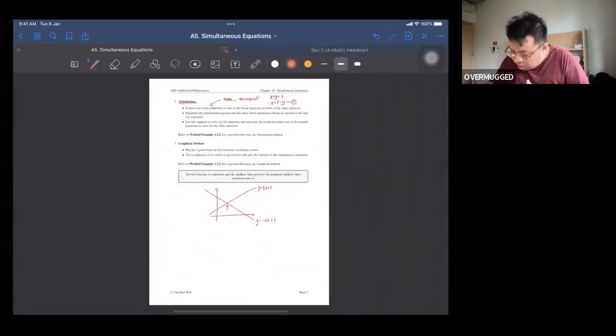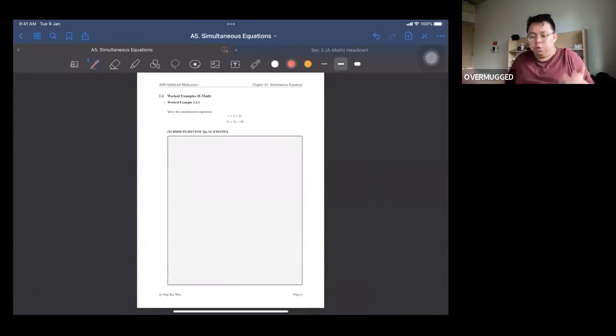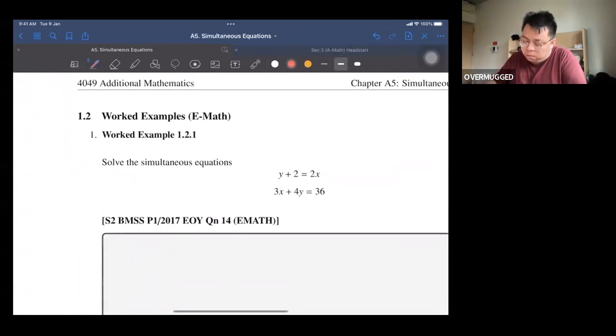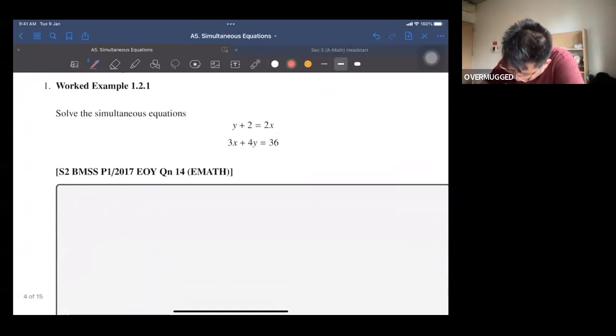Okay, now let's do some worked examples. This is to go through the simultaneous equations again, the elimination portion and the substitution portion. For example 1.2.1, I'm going to use the elimination method to solve, and for 1.2.2, I will use the substitution method to solve. Okay, now let's look at this.